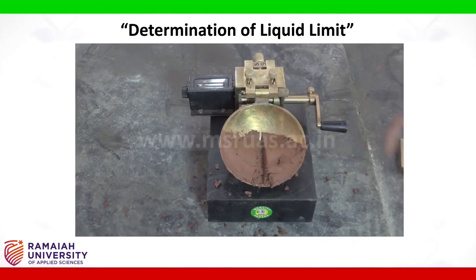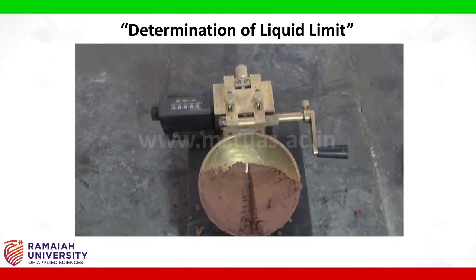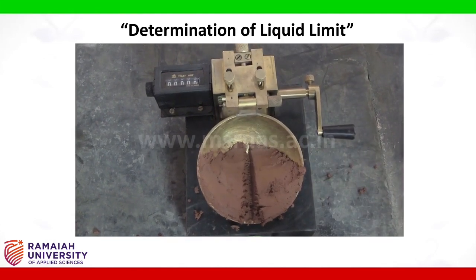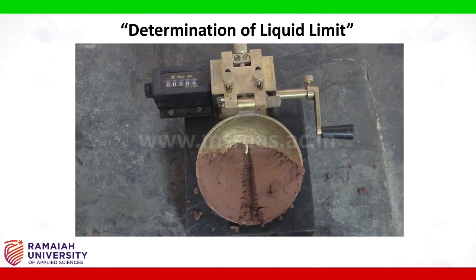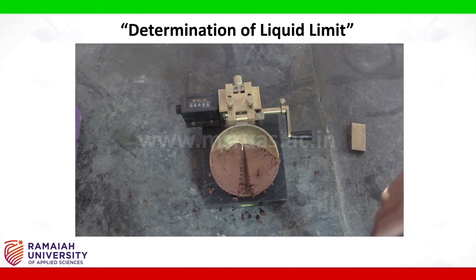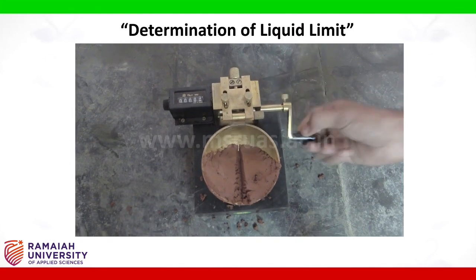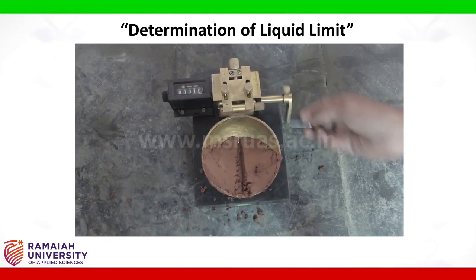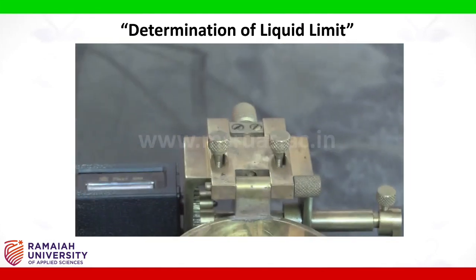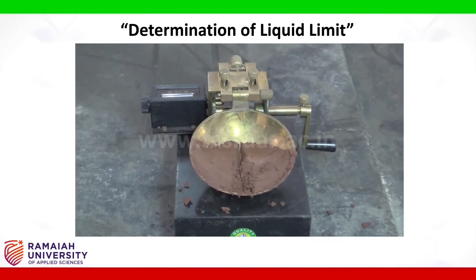After making the groove, we have to rotate the handle at 2 revolutions per second. Now the rotation should be continued until this groove closes by about 1.2 centimeter in the middle or anywhere. At the same time, we can read the number of counts in the dial. Now you can see that the groove has closed and the number of blows is around 52, which indicates that the water content in this soil sample is very less.